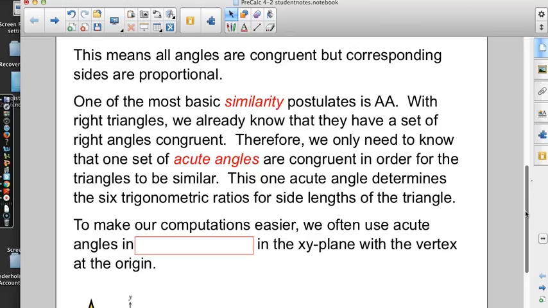This one acute angle determines the six trig ratios for side lengths of a triangle. And again, this has been around for thousands of years. It used to be really thick in the back of our books, all the trig tables that were back there that have been figured out long ago.